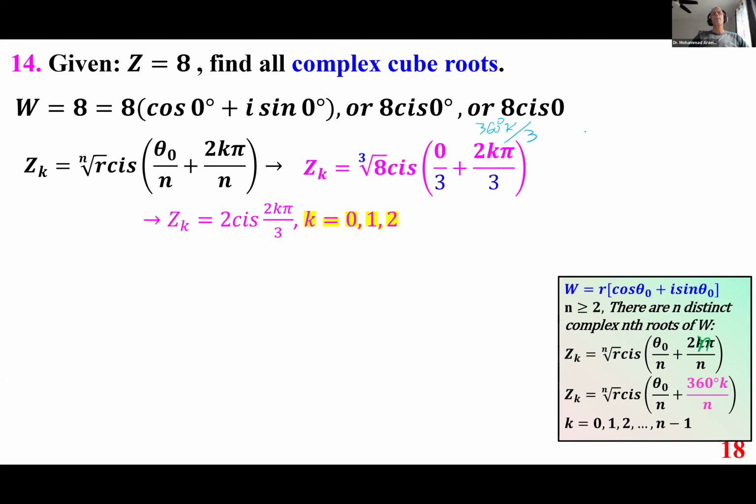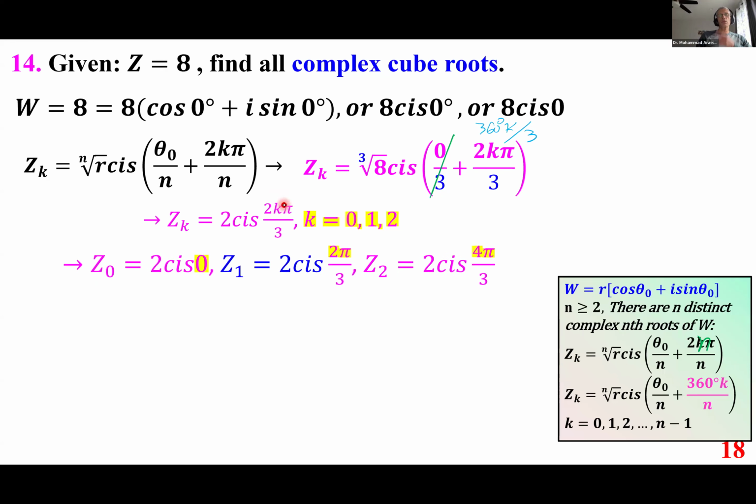All right. So basically this goes away because k is 0, and you're dealing with this. When k is 0, you get 2 cis 0, right? If k is 1, 2 cis 2 pi over 3. And if it's 2, 4 pi over 3. So those are the ones.